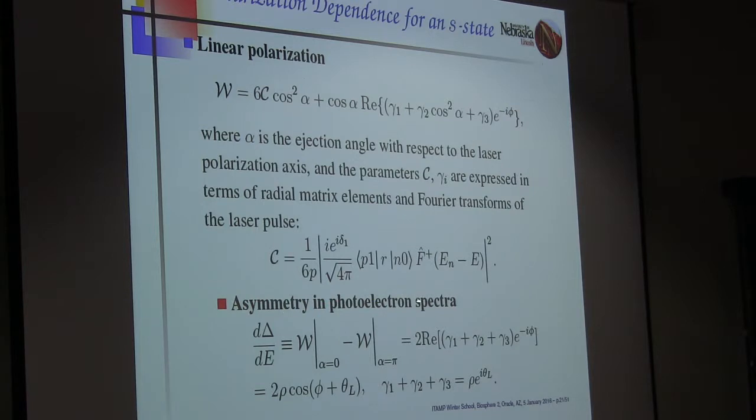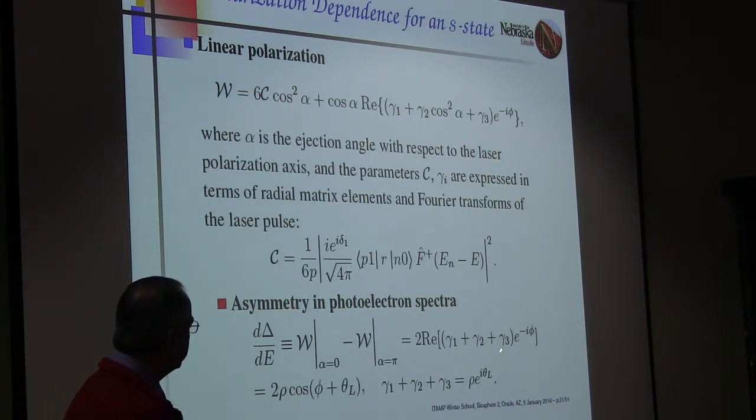And if you look at the asymmetry, where this term cancels out, because cosine squared of the angle alpha is always positive. Whereas this term, if alpha is 0, you get a positive number. If alpha is pi, this becomes -1. So if you take this for alpha equals 0, subtract the result for alpha equals pi, you focus only on this interference term. And that gives you this, where these are three different dynamical parameters, which I can show you what they are in a second.